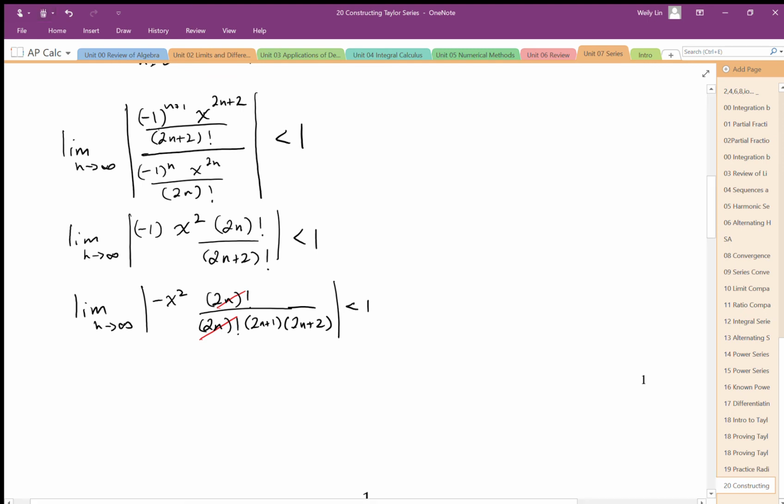As I let my limit go to infinity, this denominator is infinite. So when I work out my limit, I get negative x squared times 1 over infinity, so times 0, is less than 1. What number times 0 is going to be less than 1? Any number times 0 is 0, so that's always going to be less than 1. So here we've established that our radius is going to be x is all real numbers. We have an infinite radius here, and we don't even need to test endpoints. Great, I'm done.